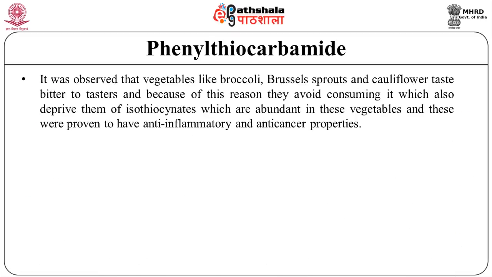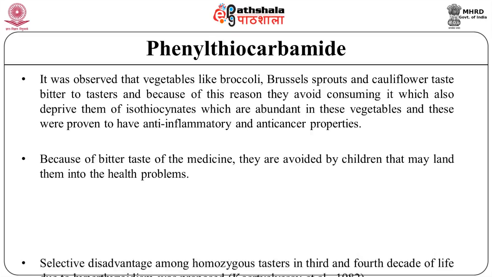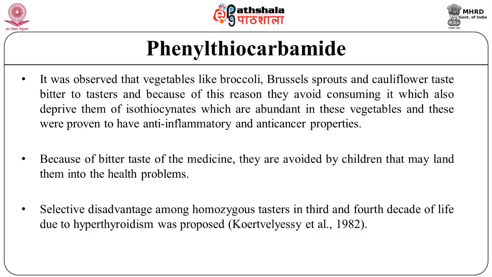It was observed that vegetables like broccoli, Brussels sprouts and cauliflower taste bitter to tasters, and because of this reason they avoid consuming them, which also deprives them of isothiocyanates which are abundant in these vegetables, and these were proven to have anti-inflammatory and anti-cancer properties. Now, because of the bitter taste of medicine, it is avoided by children. That may land them in health troubles as well. Selective disadvantage among homozygous tasters in the third and fourth decade of life due to hypothyroidism was proposed.